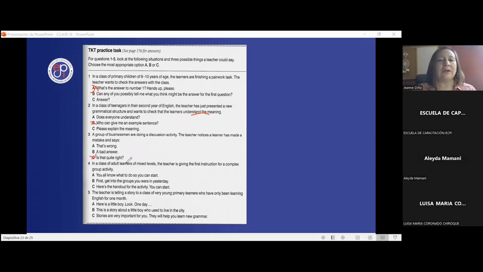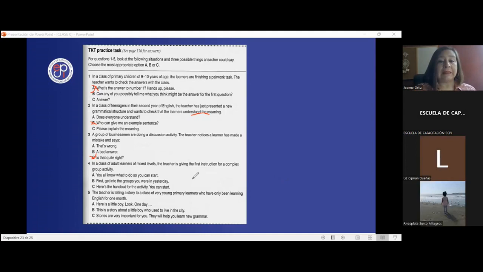In a class of adult learners of mixed levels, the teacher is giving the first instruction for a complex group activity. You all know what to do. You can start. First, get into groups you were in yesterday. Here's the handout for the activity. You can start. What could be the correct alternative? B. Exactly, B. Because we as teachers, we need to have an order. That's why, okay, students, first get into groups. And then you continue explaining what's going to happen, right?